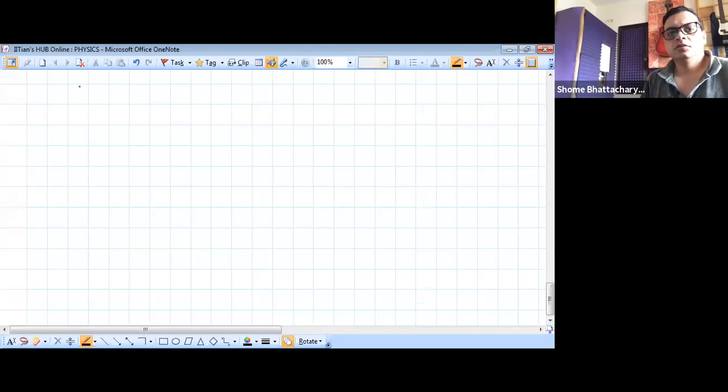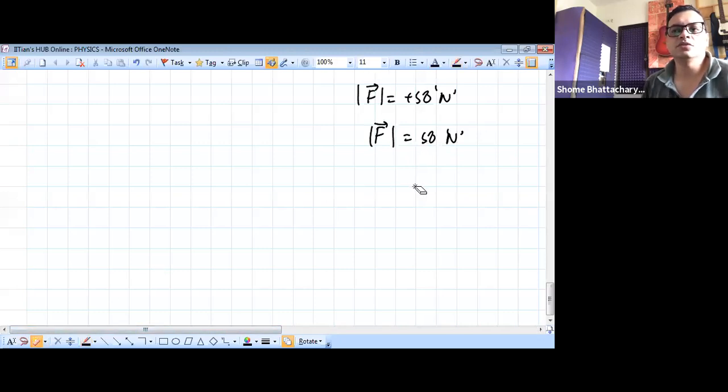See, the thing is, Harshal, to answer your question, we never write that the magnitude of force is plus 50 newtons. This plus is not required because we already know that the quantity is not having any sign. It's just a magnitude. So a magnitude is such a quantity which does not have any sign, plus or minus. It is just a quantity on its own.